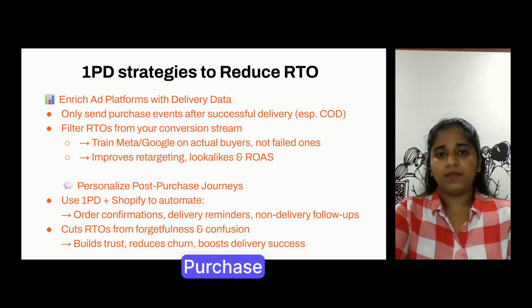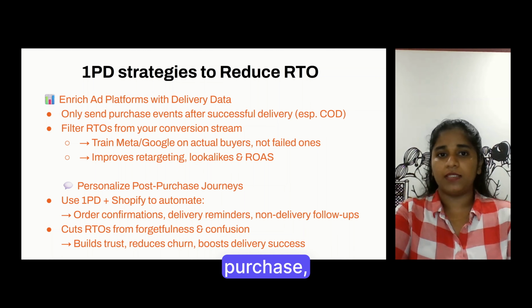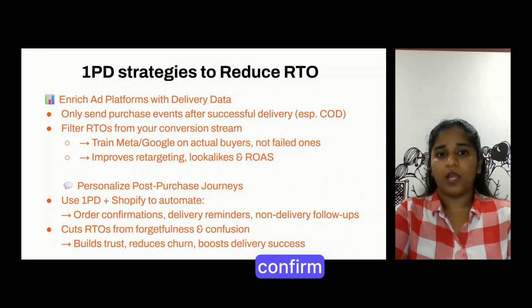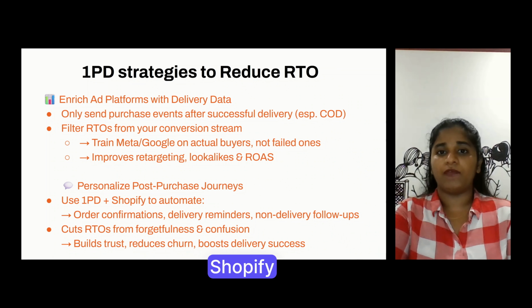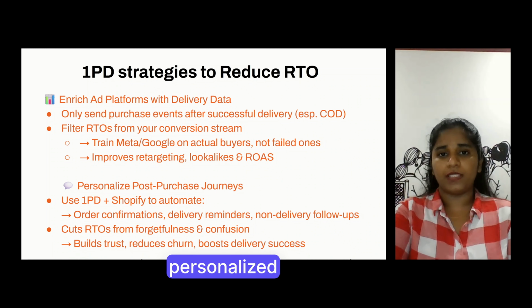Sixth, personalized post purchase journeys. First party data doesn't just help before the purchase, it's just as powerful after. You can set up automated WhatsApp messages to confirm orders, send delivery reminders, follow up on non delivery, all triggered by your 1PD ops platform and Shopify data. Why does this matter? Because many RTOs happen when people forget they ordered, or someone else receives it, or they don't even recognize the package. Proactive personalized messaging reduces that drastically.